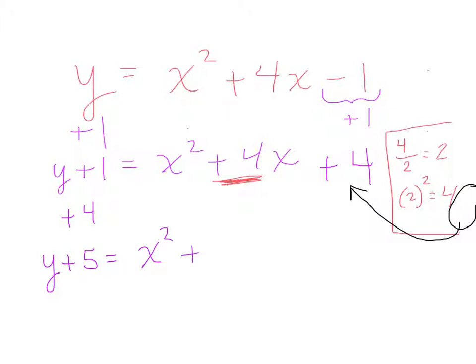X squared plus 4x plus 4. So you've got your off to the side steps. That tells you what to add to the right side. Just make sure you also do that to the left side so that it's equal. And then 1 plus 4 is how I got that 5. I added these two together right here. That gave me 5. So far the steps are easy.